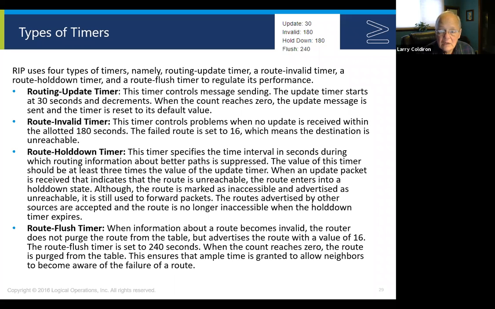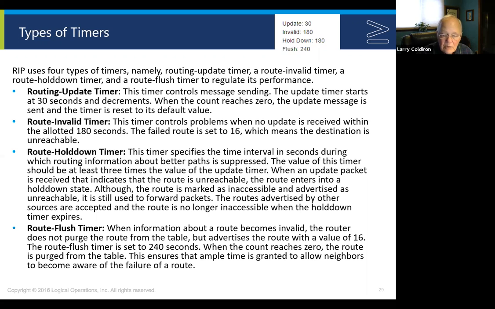The hold down timer is the time interval in seconds during which routing information about better paths is suppressed. We're not going to take any updates during the hold down timer that look better than the one that we had. If an update packet is received that indicates that the route is unreachable, the route enters into a hold down state.